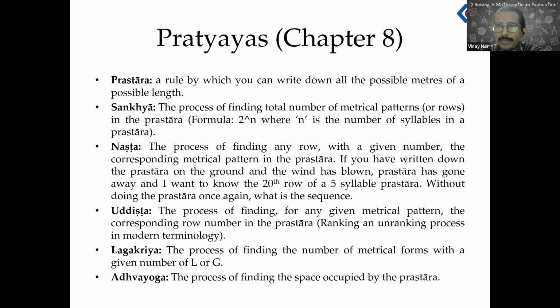Then we saw that in chapter 8 of Chandas, we have 6 operations, so to say, that are being explained. One is Prastara. It's a rule with which you can write down all possible meters. You can do the listing. Second is Sankhya. Sankhya is the process of finding the power of a number, in this case, 2. Now we go to the third process, that is Nashta.